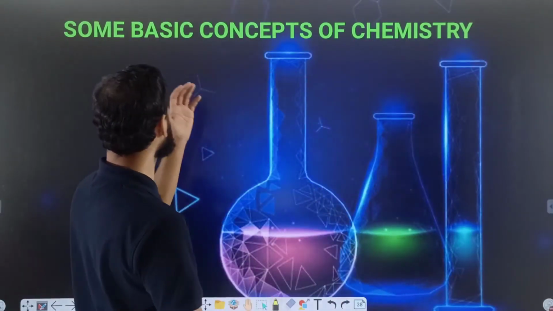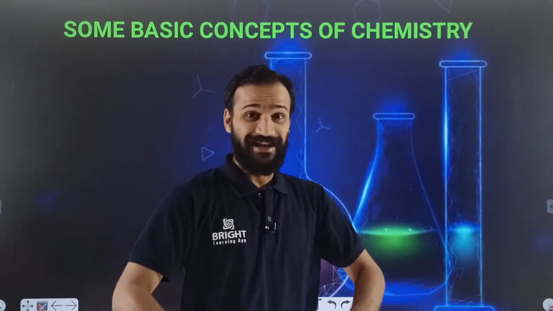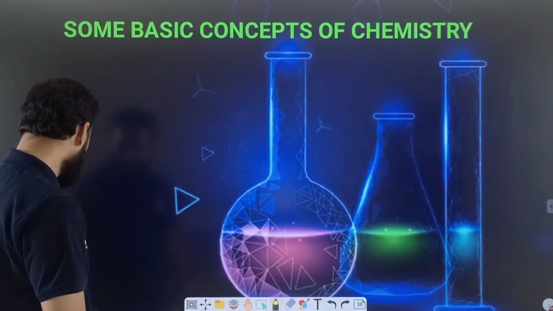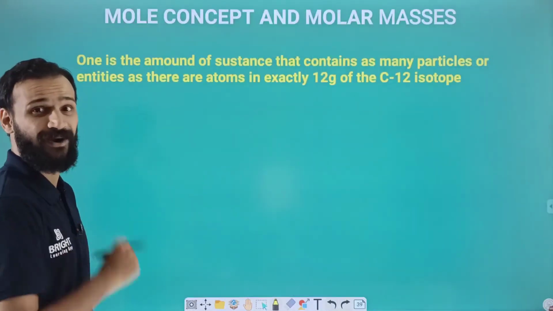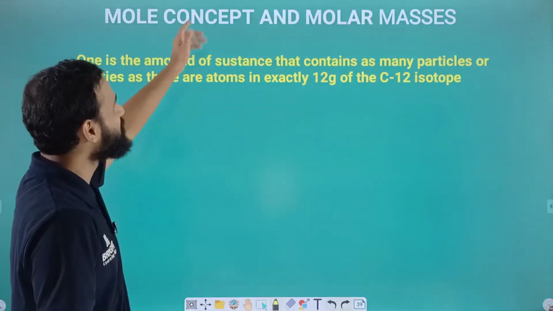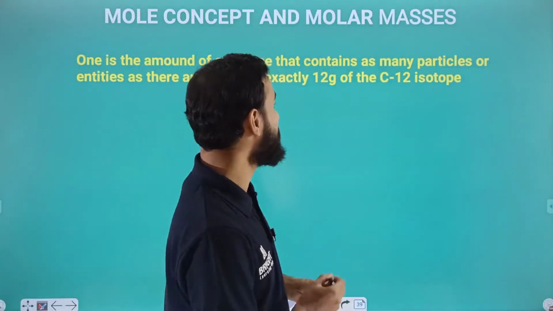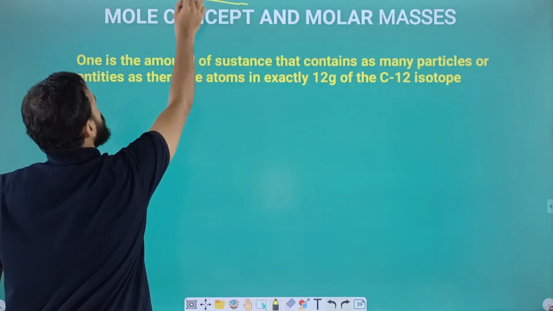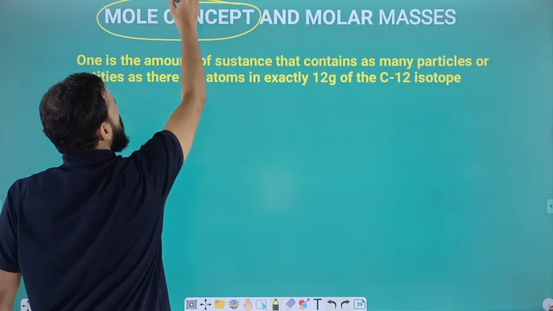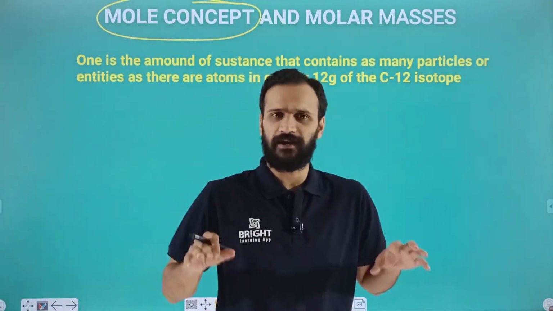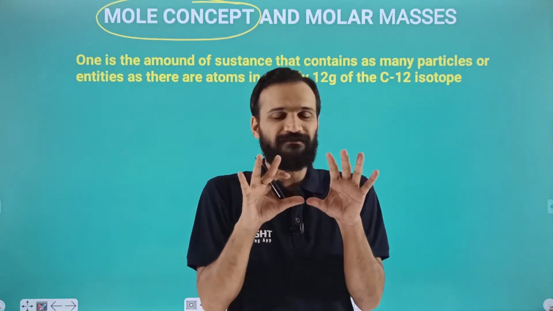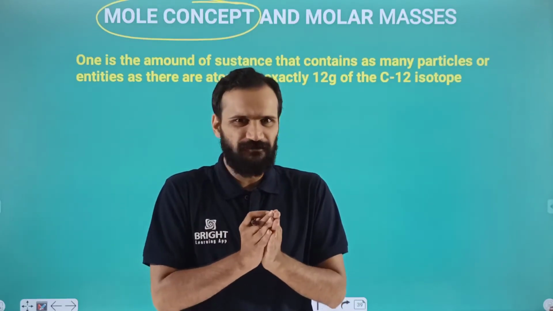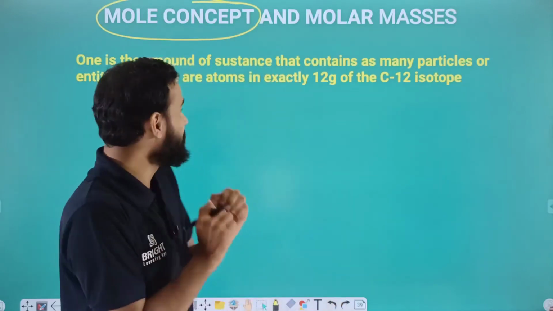Let's continue the chapter, some basic concepts of chemistry. A lot of basic information we already covered. Now we are going to discuss the most important point in this chapter, that is mole concept and molecular mass or molar mass. Very important idea, mole concept. Dear students, the basic idea we already learned in the lower classes. As you know, it's the most important area, and you may feel a little bit difficult if you don't listen very carefully. So listen very carefully.